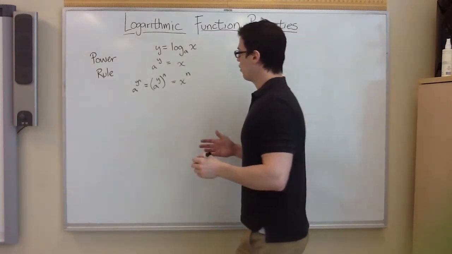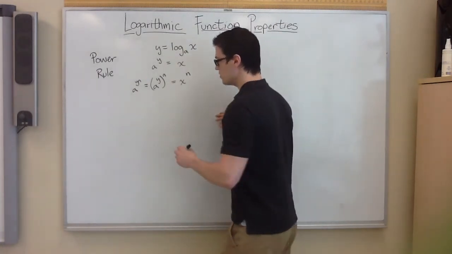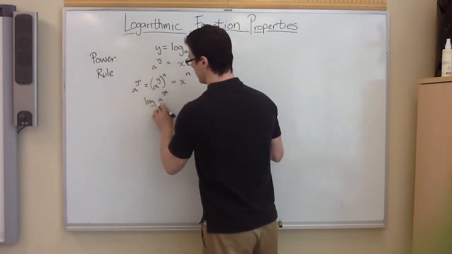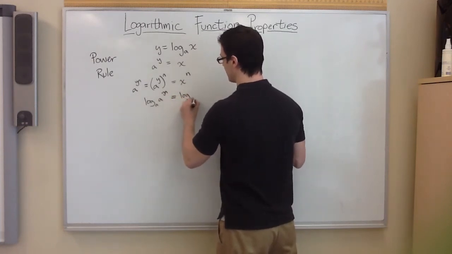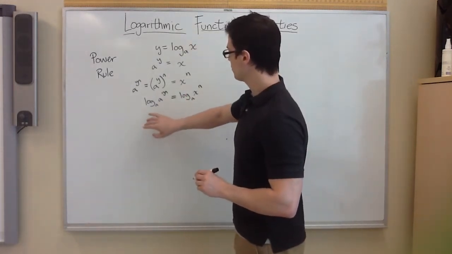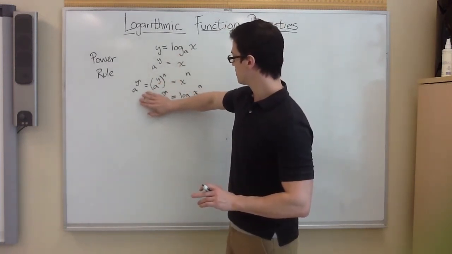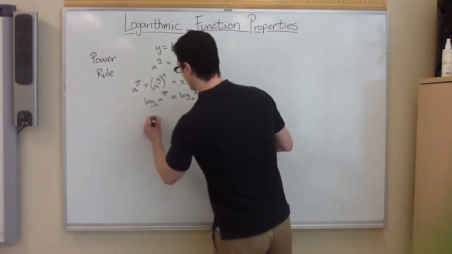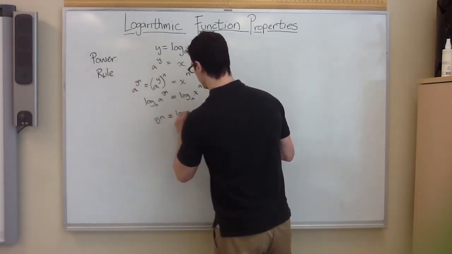From here, I'm going to take the log base a of this side and the log base a of that side. So I do log base a of a to the y times n power, and then log base a of x to the n power. Based on our basic properties of logarithmic functions, the log base a and this base a cancel out, and the yn just drops down. So you have y times n equals log base a of x to the n.